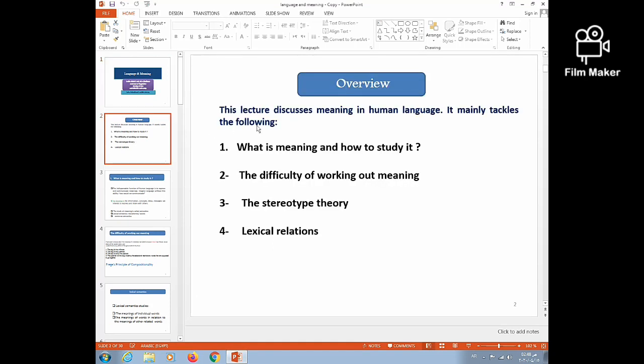In this lecture, we're going to discuss a number of points related to meaning in human language. Basically, we're going to talk about, number one, what is meaning and how to study it. Number two, the difficulty of working out meaning. Number three, the stereotype theory. And number four, lexical relations. These are the main topics we're going to talk about in this lecture. Okay?